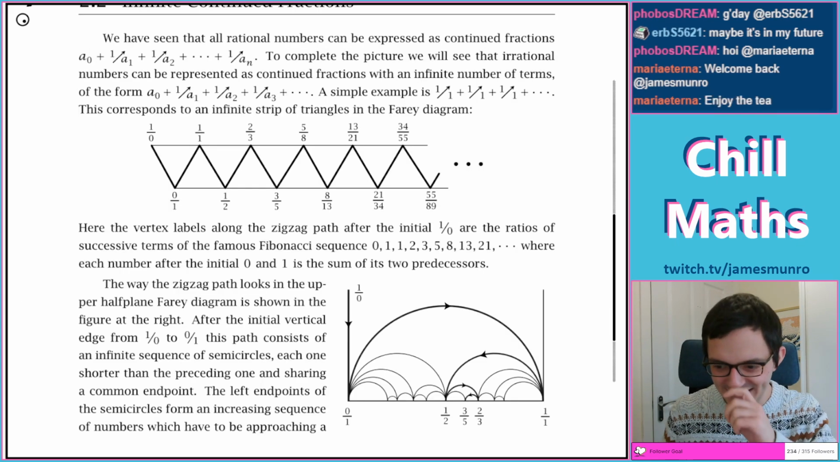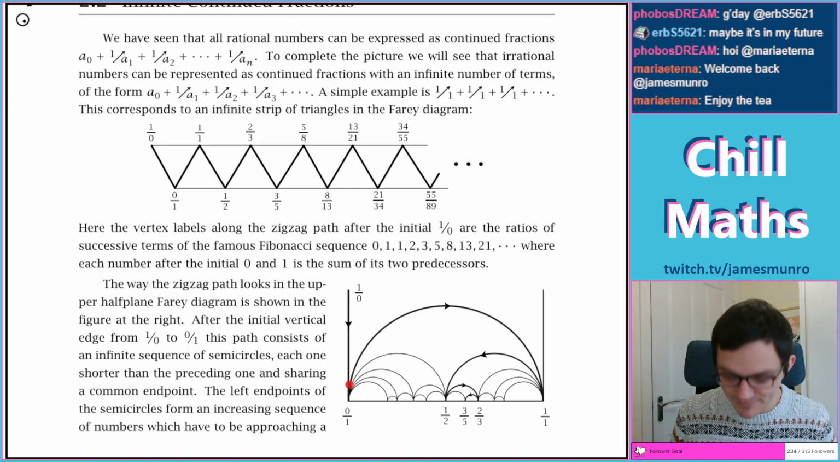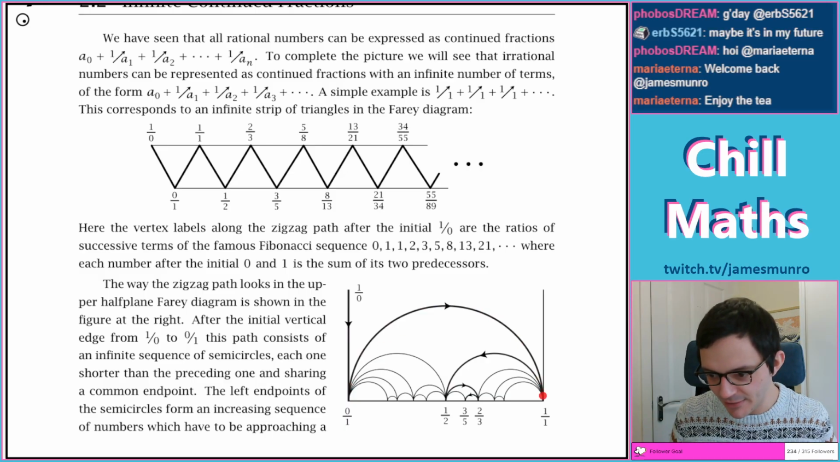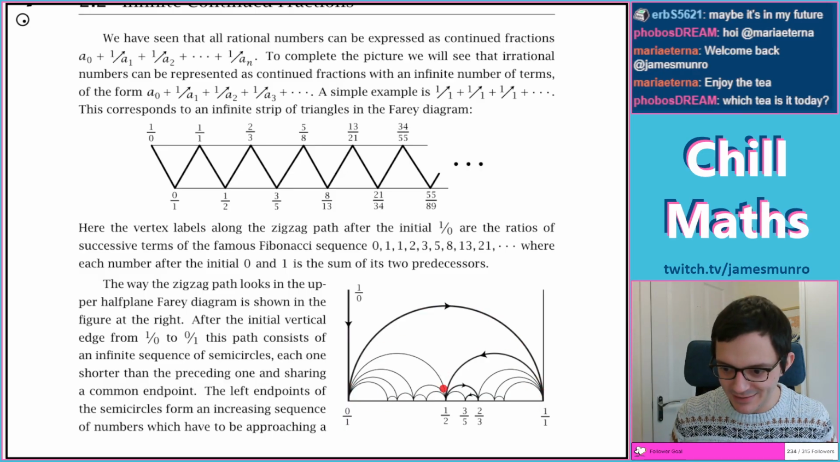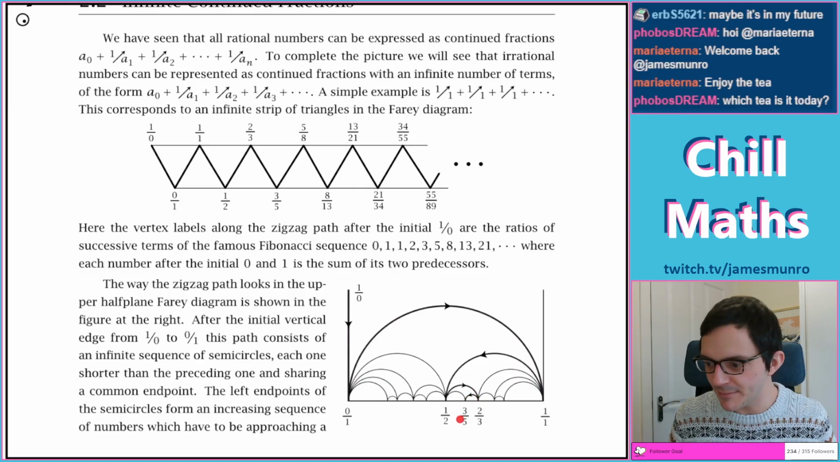What are we doing? Look, that's the best one I've seen yet. This kind of picture, a nice clean picture of the way that you bounce between these numbers as we calculate them. Very good.